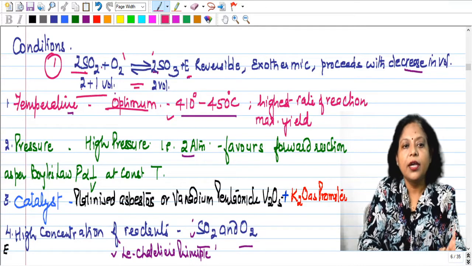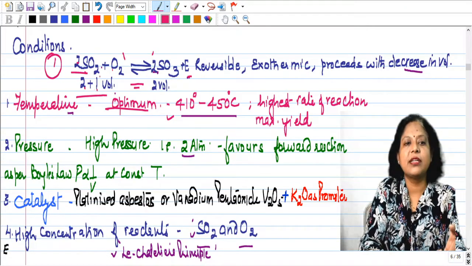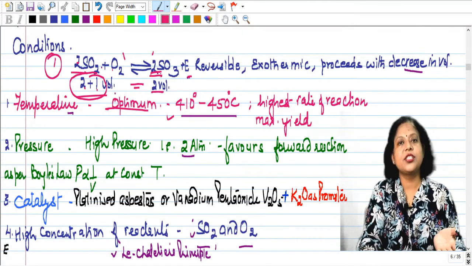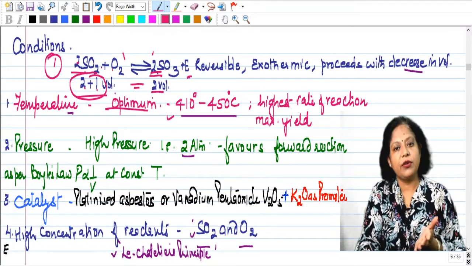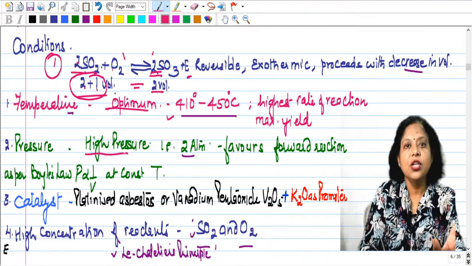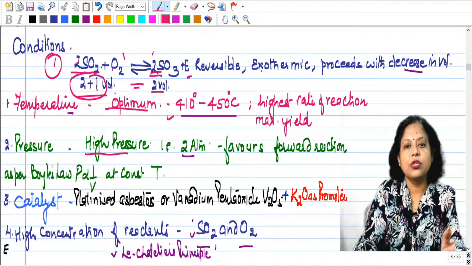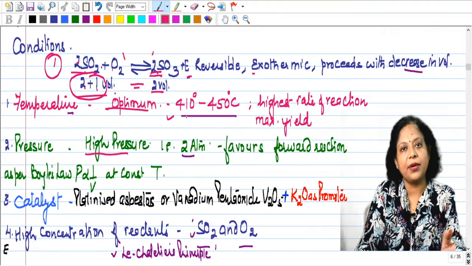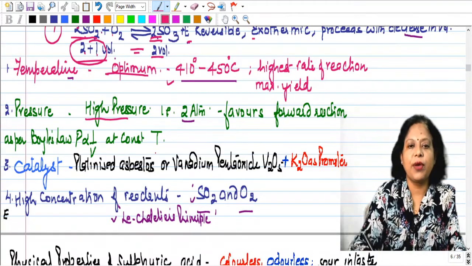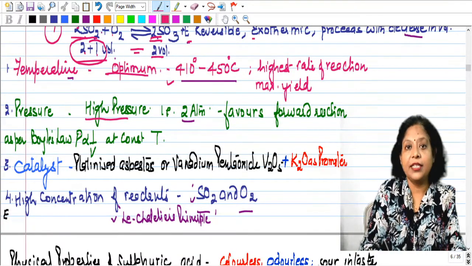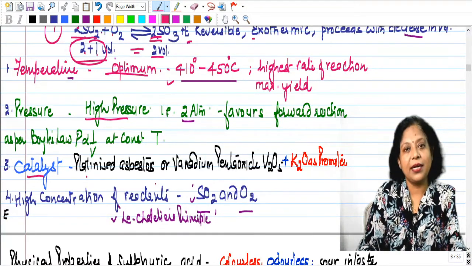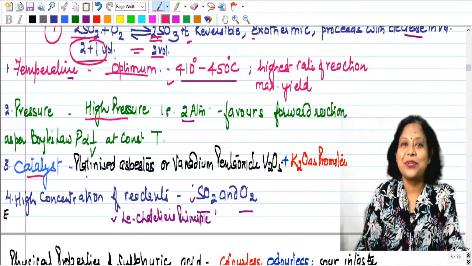Also children, look here, over here 1 plus 1, 2 plus 1. So the volume over here on left hand side is more and on right hand side it is just 2. So the volume is also decreasing. Therefore, what we have to ensure is there is high pressure so that reaction doesn't go back. Also, since it is exothermic, so we provide high temperature so that reaction doesn't go back. Okay, right? So this is what you have to ensure, that high pressure, right? And the catalyst should be there, the platinized asbestos or vanadium pentaoxide along with promoter potassium oxide.